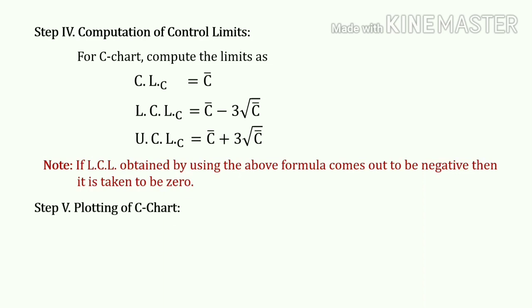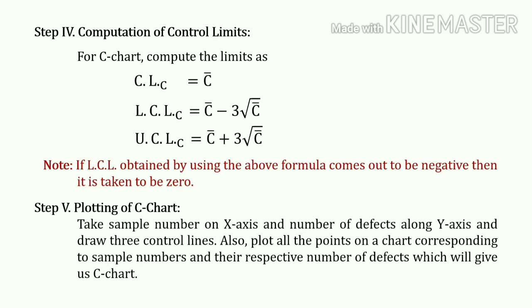Last step, plotting of the chart. Yes, we take sample number on the x-axis and number of defects along the y-axis and draw 3 horizontal lines, that is, CL, LCL and UCL. Also, we plot all the points on the chart corresponding to sample numbers and their respective numbers of defects, which will give us the C chart. We will proceed to an example.